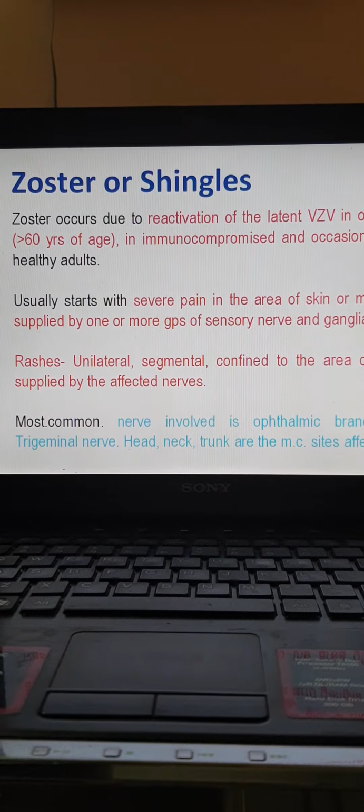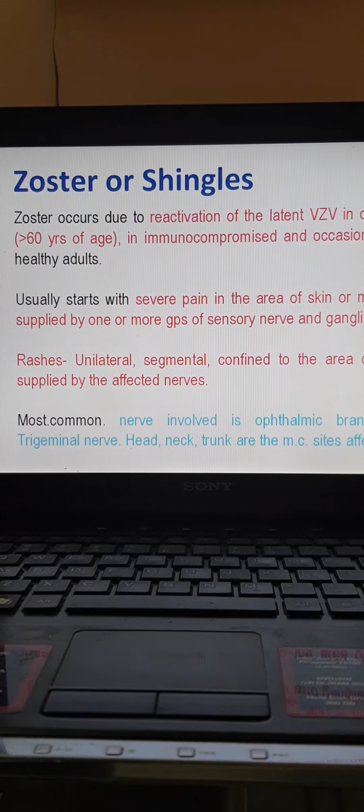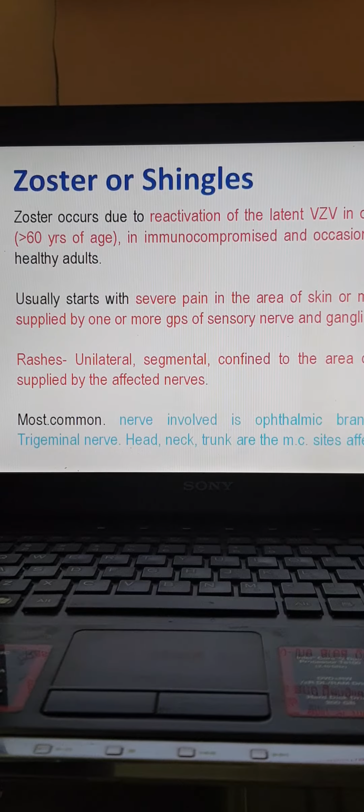Next is zoster or shingles. Zoster occurs due to the reactivation of latent varicella zoster virus. This occurs in old age, more than 60 years of age, or in immunocompromised patients, and occasionally it can occur in healthy adults. The main presentation of zoster is always accompanied with severe pain in the area of skin or mucosa which is supplied by one or more groups of sensory nerves and ganglia.